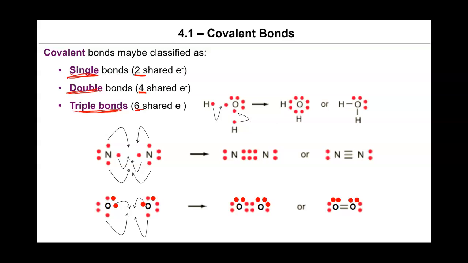So in a water molecule, we have just single bonds with 2 electrons being shared. But in an oxygen molecule, we have 4 electrons being shared, and in an N2 molecule, we have 6 electrons being shared, with there being a triple bond between the nitrogen atoms.